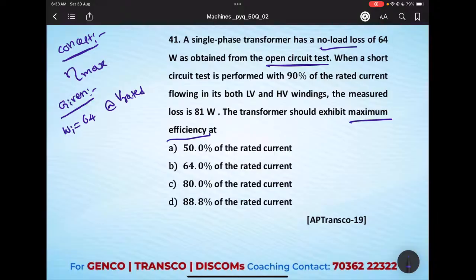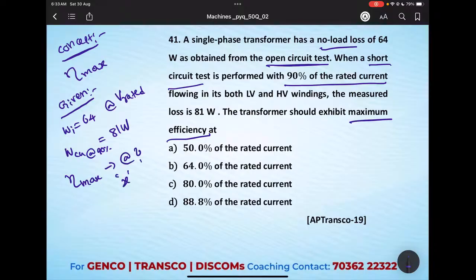And if you see the second one, the short circuit test is performed at 90% of the rated current. We need to understand that the copper losses given are at 90% of rated load, which is 81 watts. And they are asking us to find out at which load the efficiency is maximum. That means we need to find X.